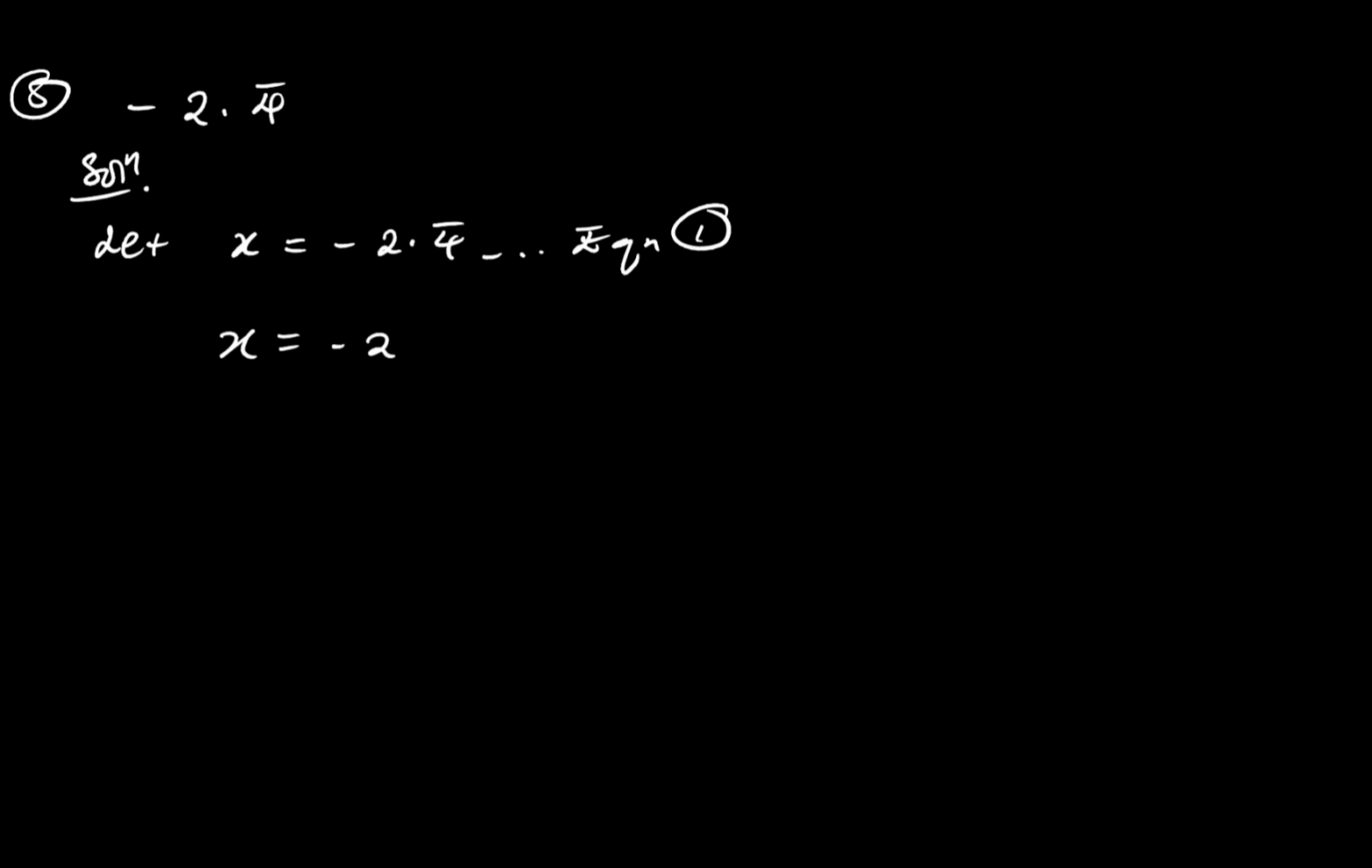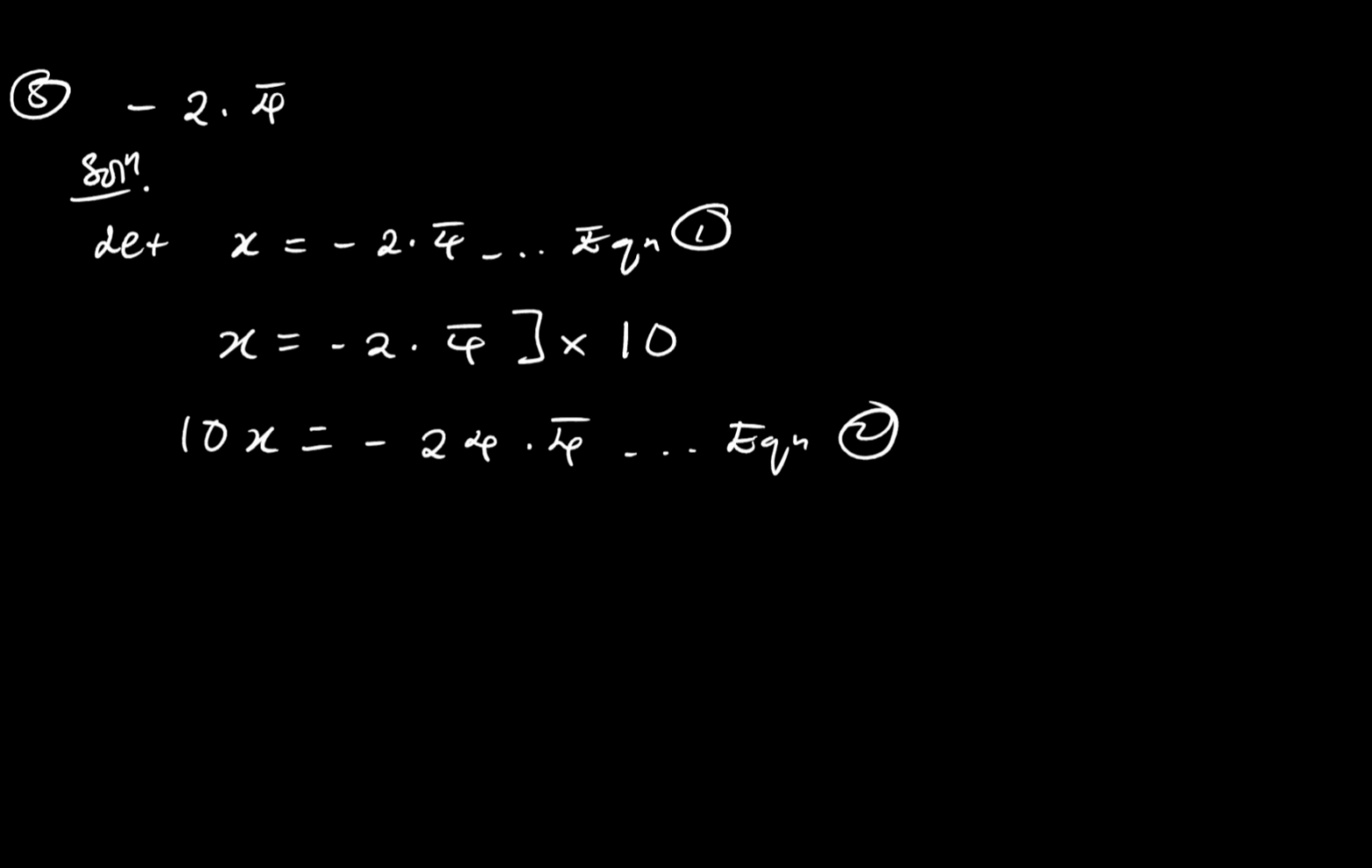Say we have minus 2.4 bar. So we have a negative value. All we have to do is to just apply the same procedure. So let x be equal to minus 2.4 bar, and this will be equation number 1. Ask yourself, what number will you multiply to push the repeating number to the left hand side of the decimal point, which is 10 in this case. So you have 10x being equal to minus 24.4 bar. And this is basically equation 2.